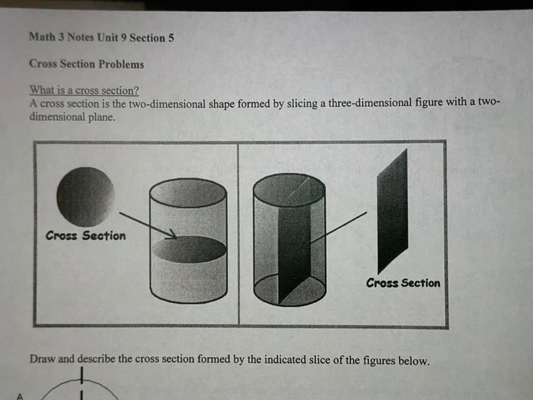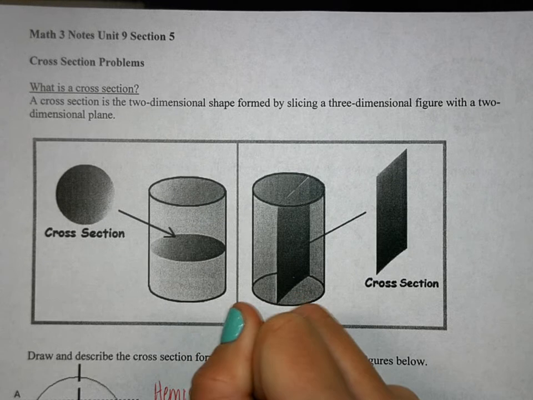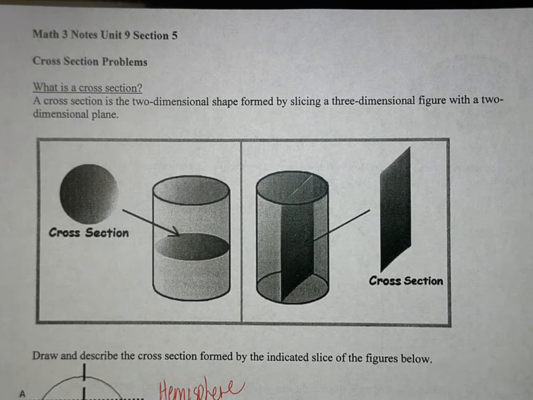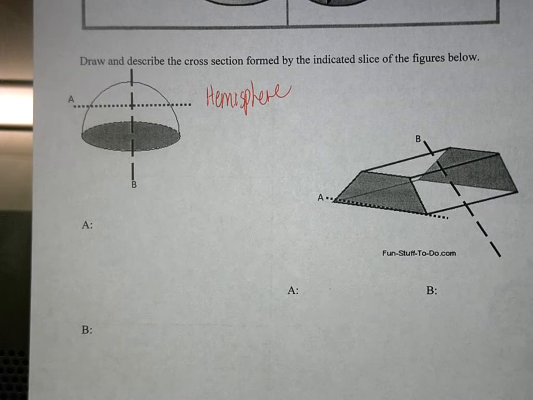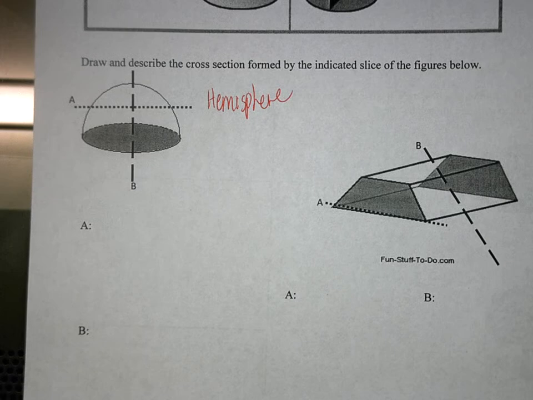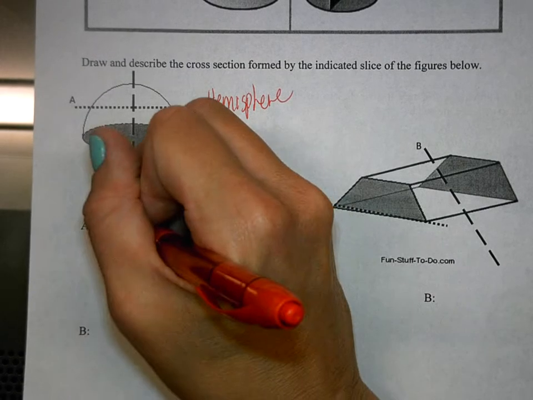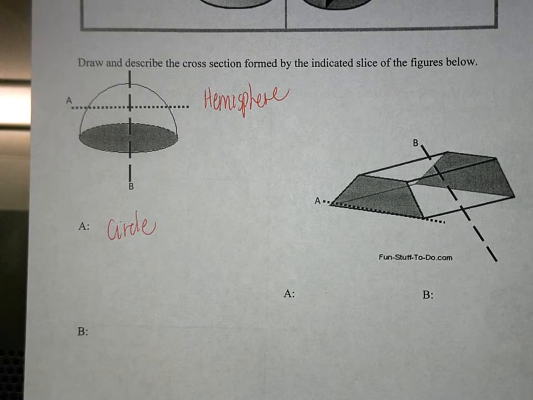Okay, so A. First of all, this is called a hemisphere because it's half of a sphere, just in case you wanted to know. Okay, so A, what kind of cut? Oh, you can't see what I'm doing. There we go. What kind of cut do you think this A makes? Circle is correct. So slicing through there, that slice is going to make a circle.